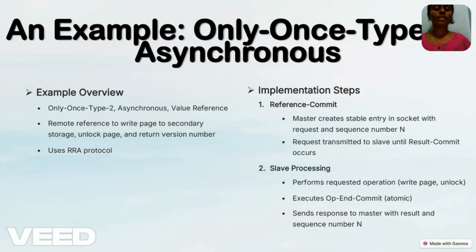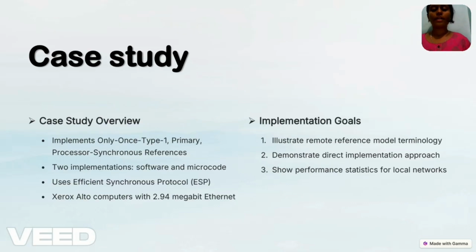Implementation steps. First, the implementation step in this example is the reference commit. A reference commit is a commit where the master creates a suitable entry in the socket table with the request and the sequence number n. The request is transmitted to the slave until the result commit occurs. Slave processing performs the requested operations like write page and unlock.